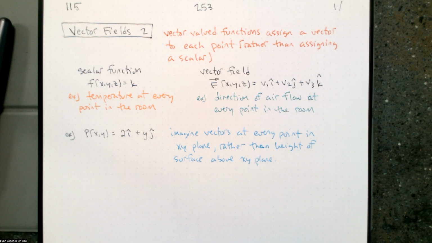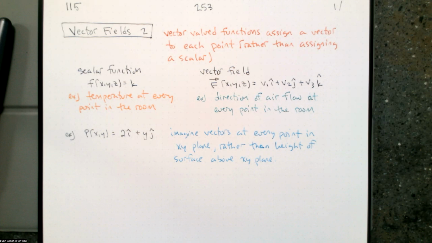All right. So an example of a scalar function, temperature at every point in a room, it's just a number. An example of a vector field or a vector valued function is going to be the direction of airflow at every point in the room. So I can't describe which way the air is flowing with just one number. So I need a vector at each point pointing in the direction that the air is going. And then the magnitude will say how fast the air is going at that point. And the direction will say what the direction of that air is going at that point.